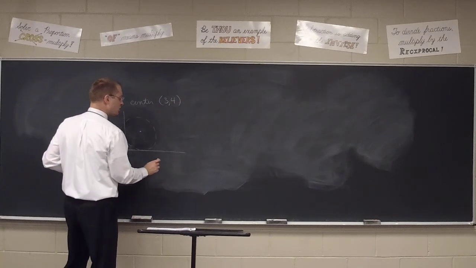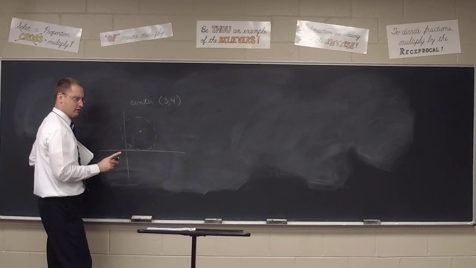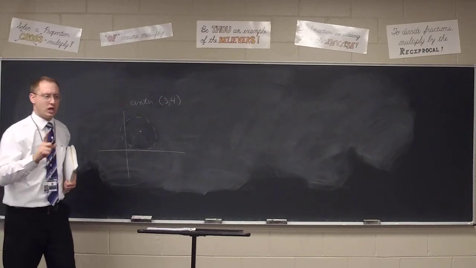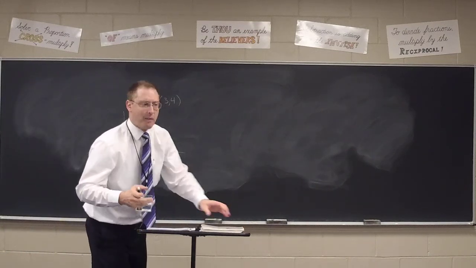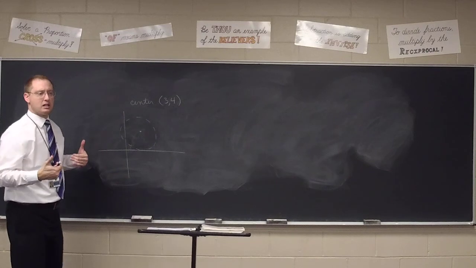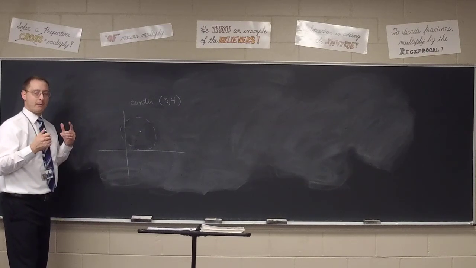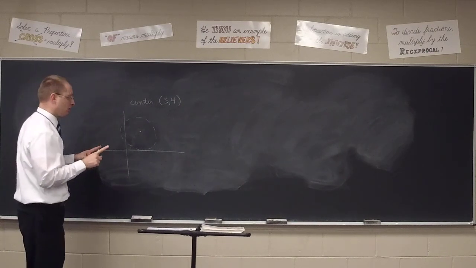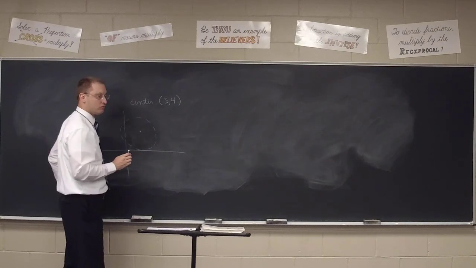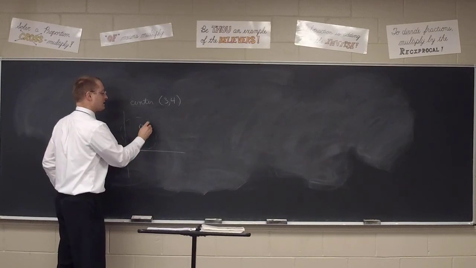All right, now if it's tangent to the x-axis, tangent means touches at one point. But I told you in geometry, when you think tangent, think perpendicular to the radius.